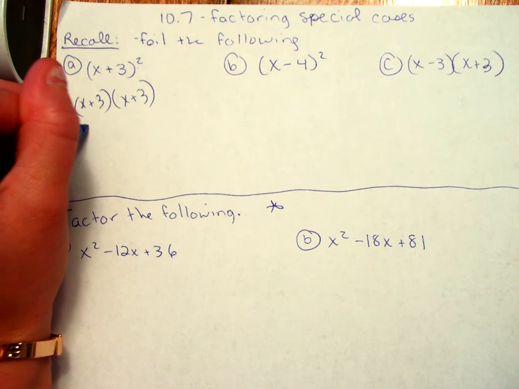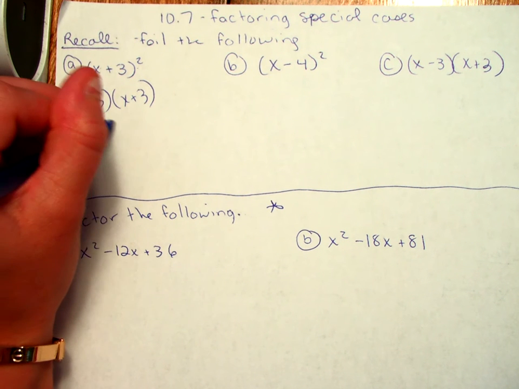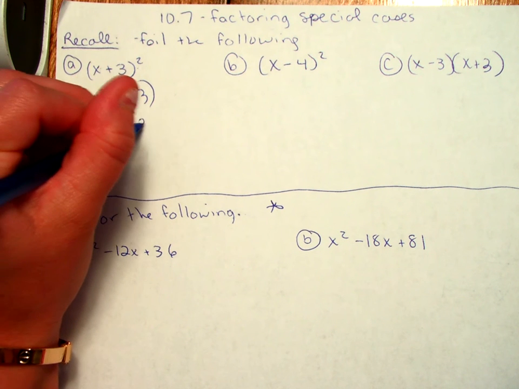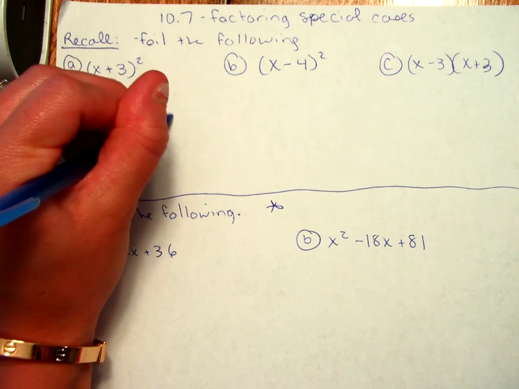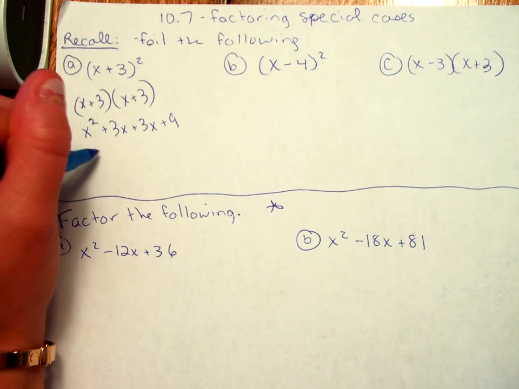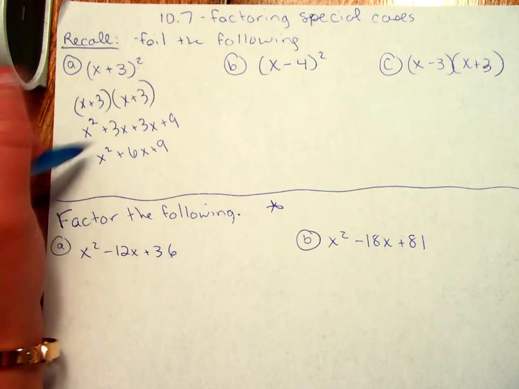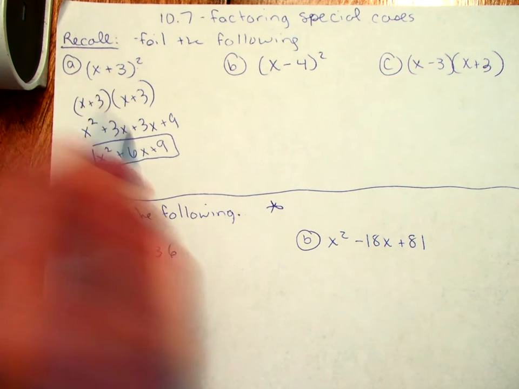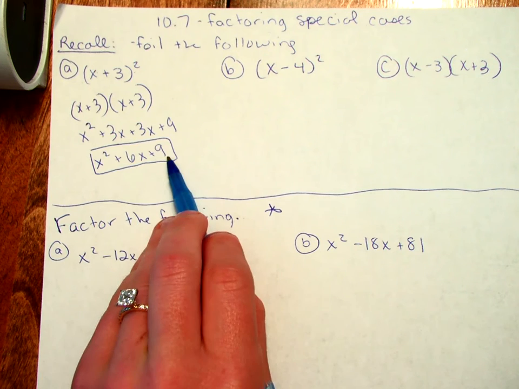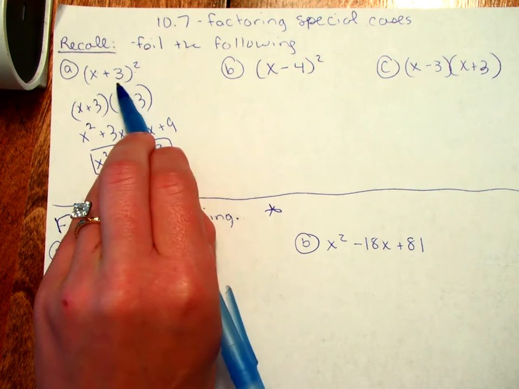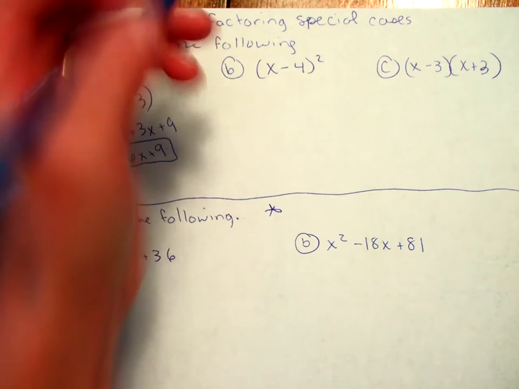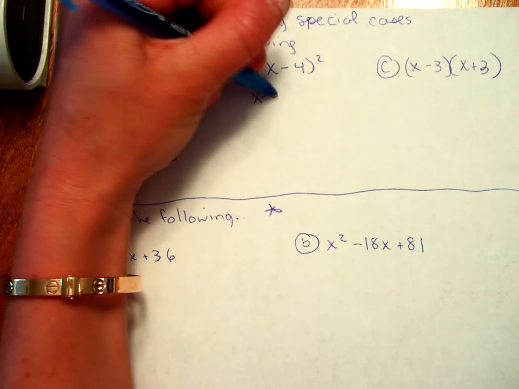And then we are left with x² + 3x + 3x + 9, leaving us with x² + 6x + 9. This is going to be called a perfect square trinomial because 9 is a perfect square, of 3. So let's look at the next one, (x - 4)².